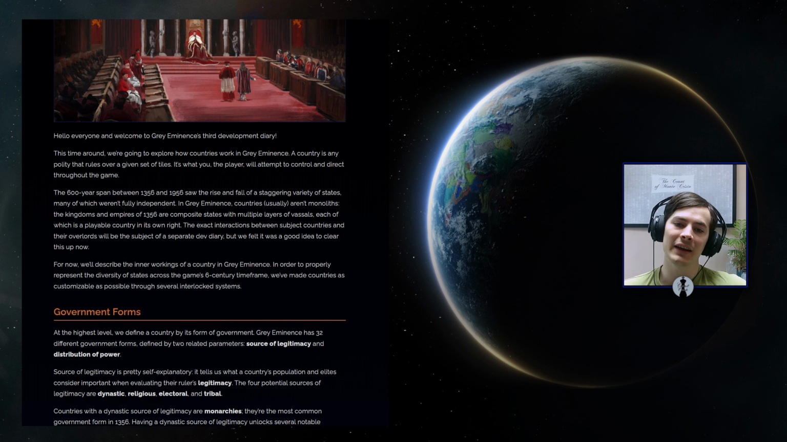So first off, government forms. This is something that in other Paradox games is very binary. Like in Victoria 2 and EU4 and Hoi, for example, you have one government form or you have another, right? And usually it's quite one-dimensional. In Grey Eminence, it is essentially two-dimensional. You have firstly a source of legitimacy and secondly a distribution of power, and then depending on which of the different combinations of those two things you have, you get a different government form.